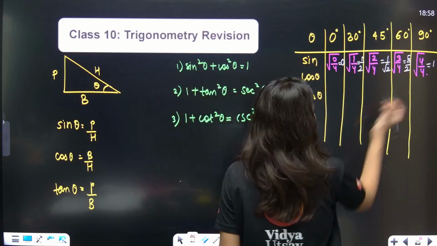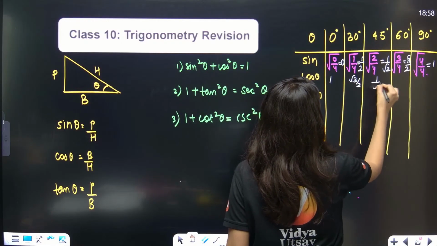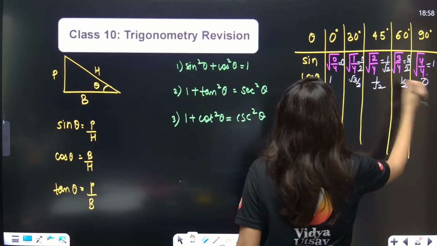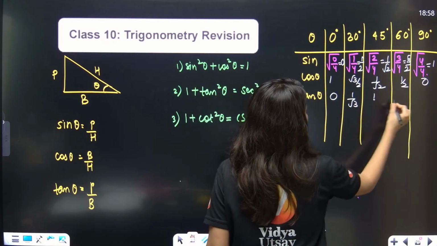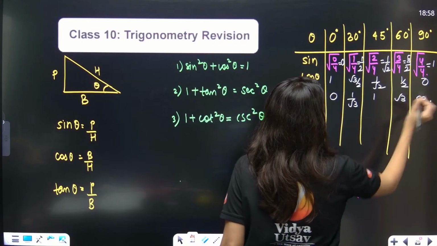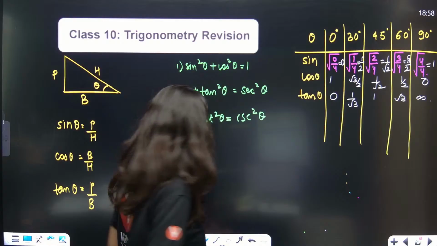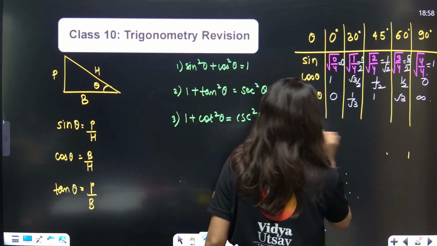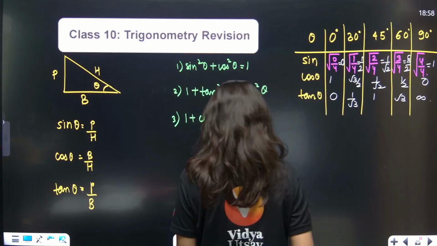Then cos theta will be what? 1, root 3 by 2, 1 by root 2, 1 by 2 and 0. Tan theta will be what? 0, 1 by root 3, 1, root 3 and not defined. All these angles, yes, everybody? Do you remember it? This is the whole class 10th revision I am doing.